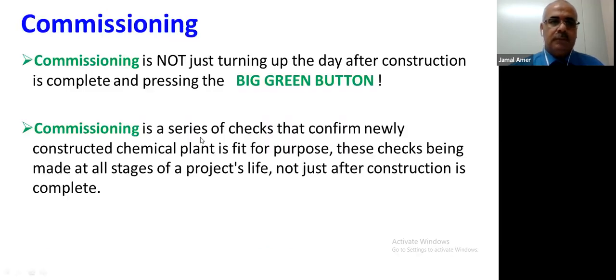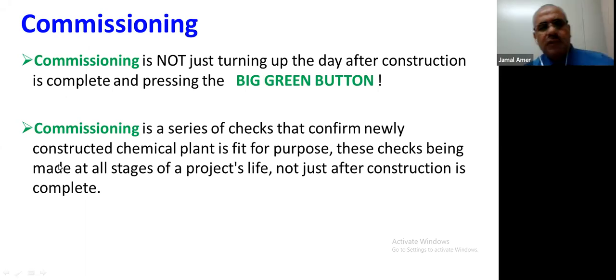Okay. What is commissioning? We will go through some of the terminology and definitions of commissioning. Commissioning is a series of checks that confirm a newly constructed chemical plant is fit for purpose. These checks are made at all stages of a project's life, not just after construction is completed.